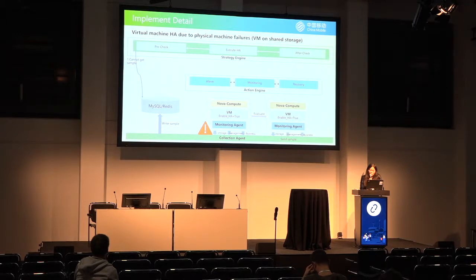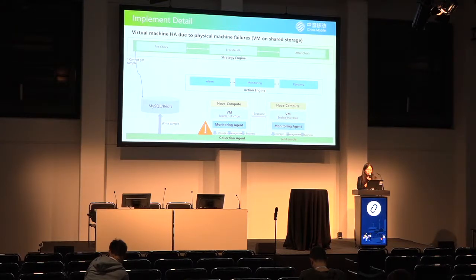The monitoring agent will always monitor the physical machine's storage network, management network, and business network, and not only send the abnormal samples to the collection agent, but also the normal states. It will collect the samples and send them to the collection agent, which writes samples to the database, and the strategy engine will always check the database to find out if we can get the samples about the physical machines' network state.